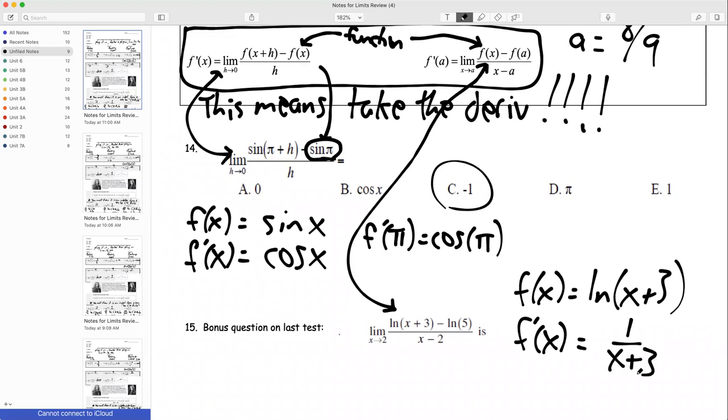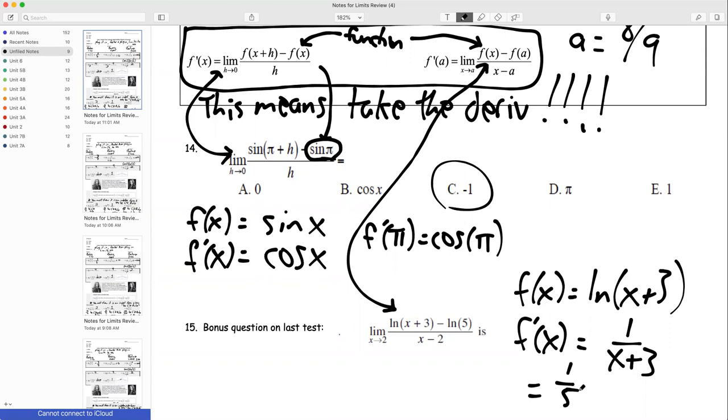It's 1 over x plus 3. At what point is it evaluated? At 2. Therefore, this is 1/5. So could you do L'Hopital's rule on this? You could. It would work, yes. And that's what I was showing you at the beginning of the notes, where we did a L'Hopital's rule example, but it was also the alternate definition of derivative. Oh, that's what this is called?